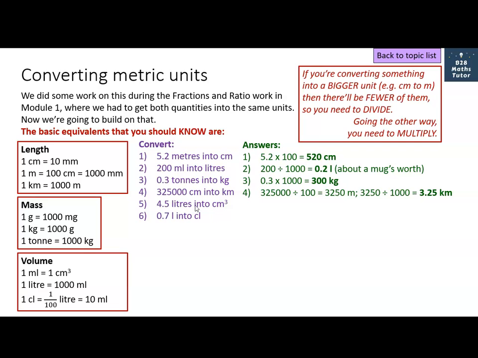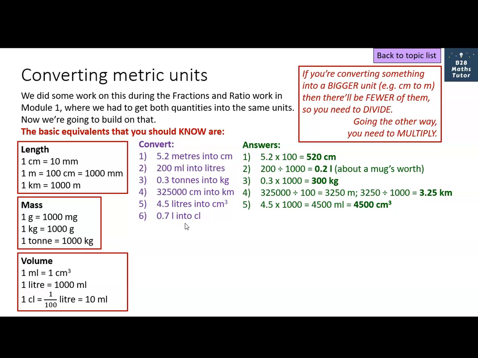4.5 litres into centimetres cubed. Well, let's put it into millilitres first. 1 litre is 1,000 millilitres. So 4.5 litres must be 4.5 thousand millilitres. And of course, 1 millilitre is the same as 1 centimetre cubed. So 4.5 times 1,000 gives you 4,500 millilitres, which is the same as 4,500 cubic centimetres.